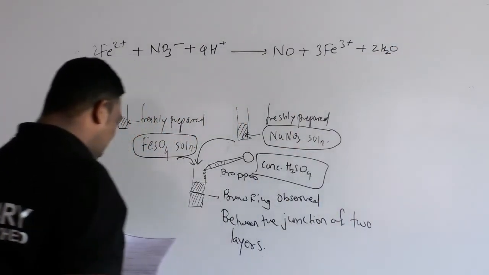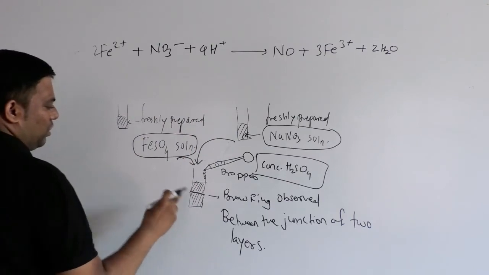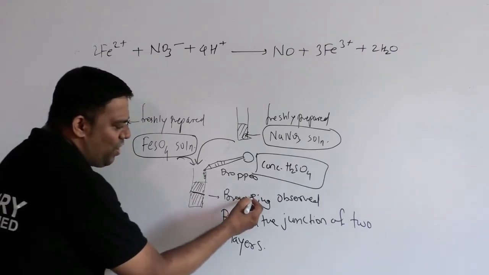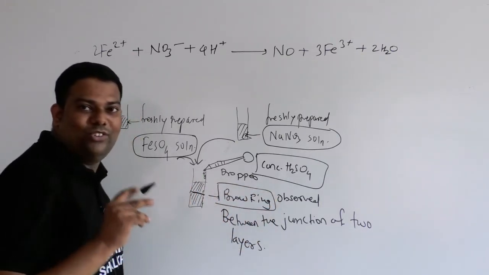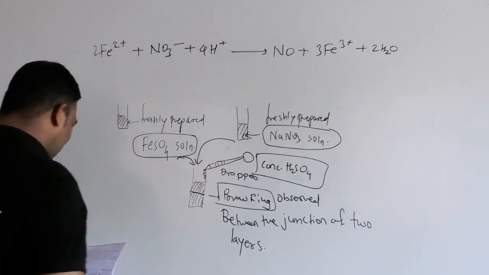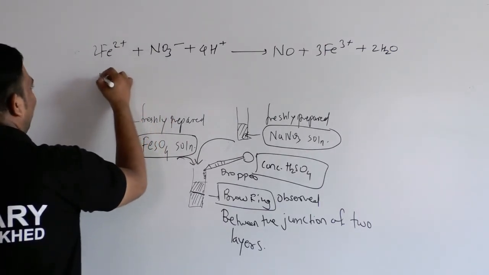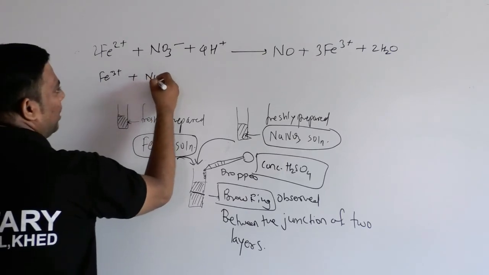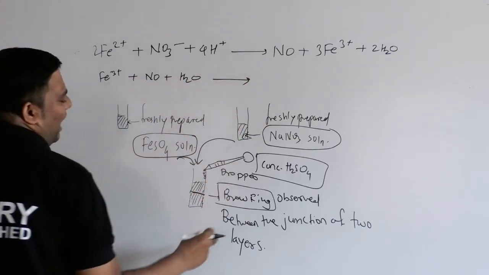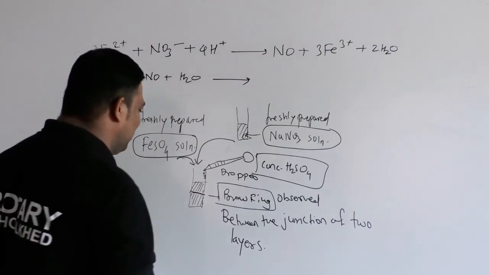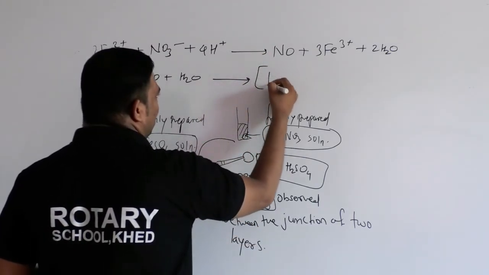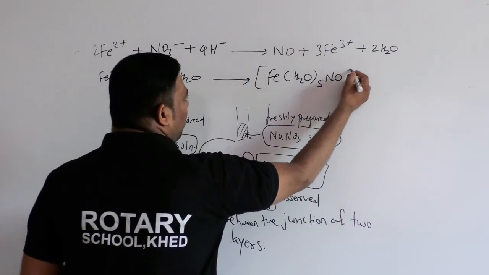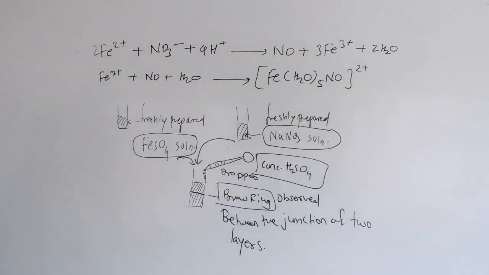Now we have to write the formula of the brown ring complex that you are getting. I am rewriting this again: Fe3 plus plus NO plus plus H2O, and now I am writing the formula of this brown ring: Fe(H2O)5NO 2 plus.